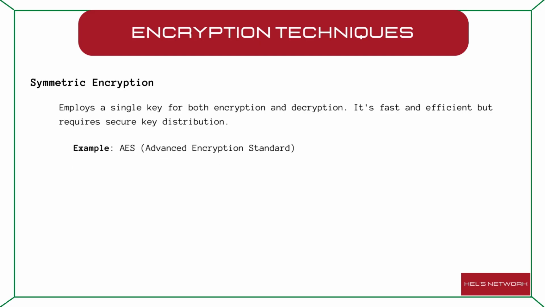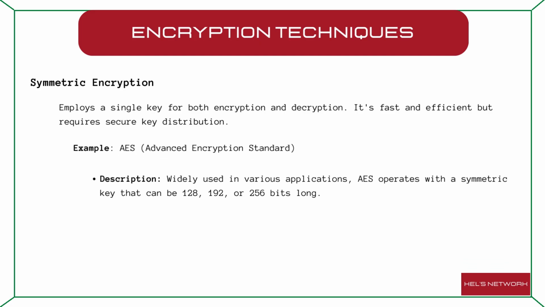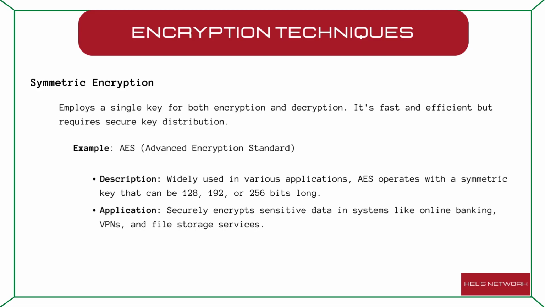Example, the Advanced Encryption Standard. This standard is widely used in various applications. AES operates with a symmetric key that can be 128, 192, or 256 bits long. It securely encrypts sensitive data in systems like online banking, VPNs, and file storage services.